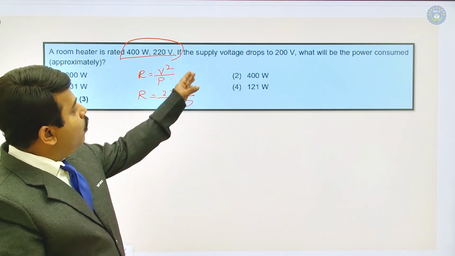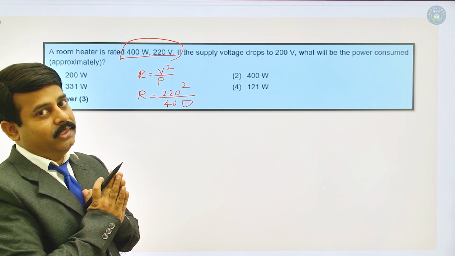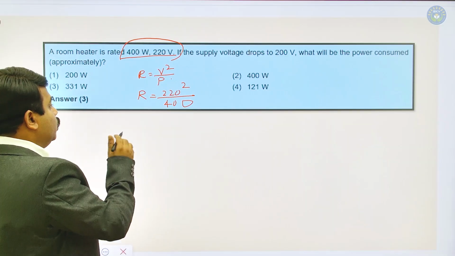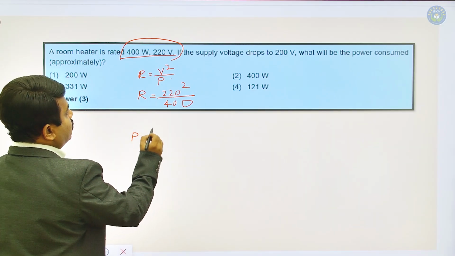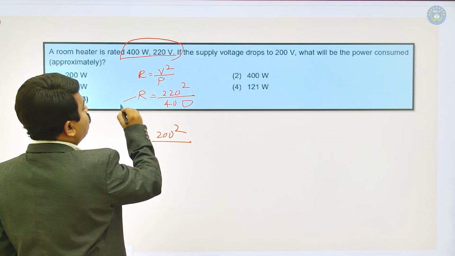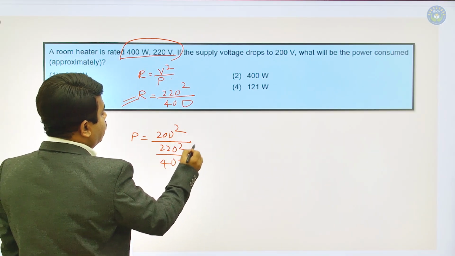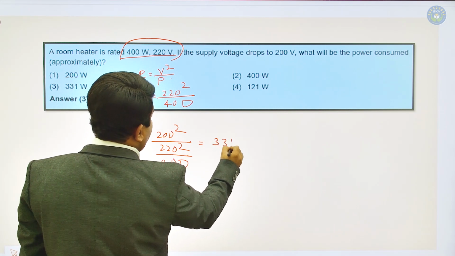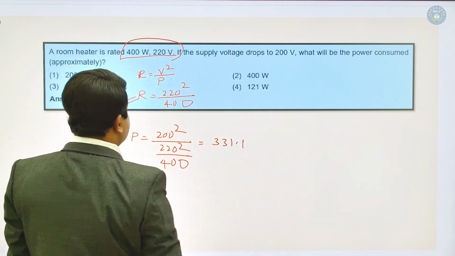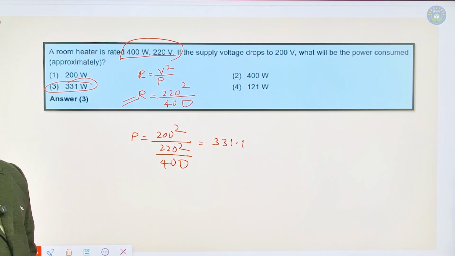Now, if the voltage dropped to 200 volt, the resistance of the circuit does not change, right? So the new power they are asking. Power is equal to new voltage 200 square, but resistance is not going to change, that is 220 square divided by 400. This solves to 331 point something. Okay, so approximately option 3 is correct, right?